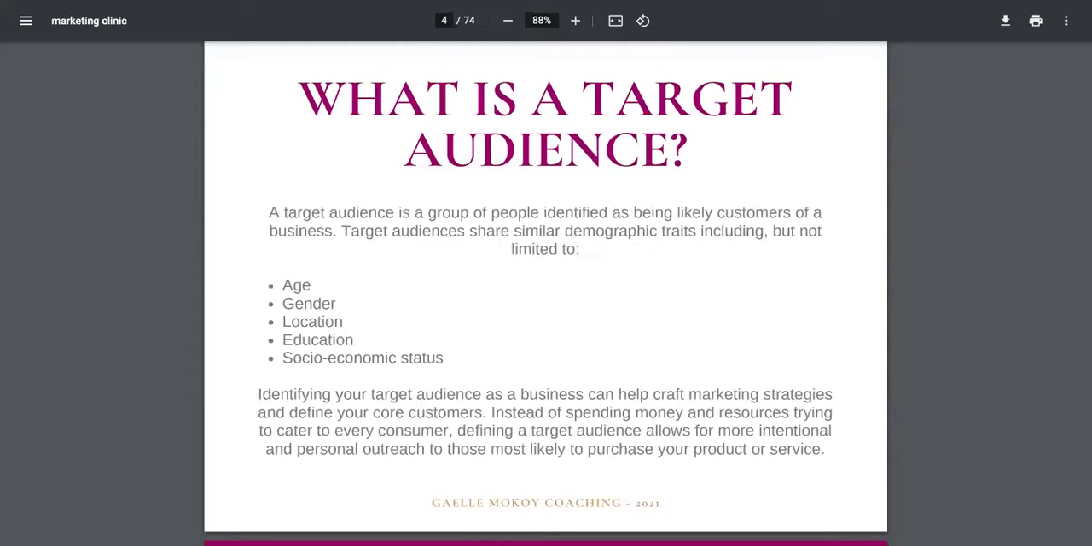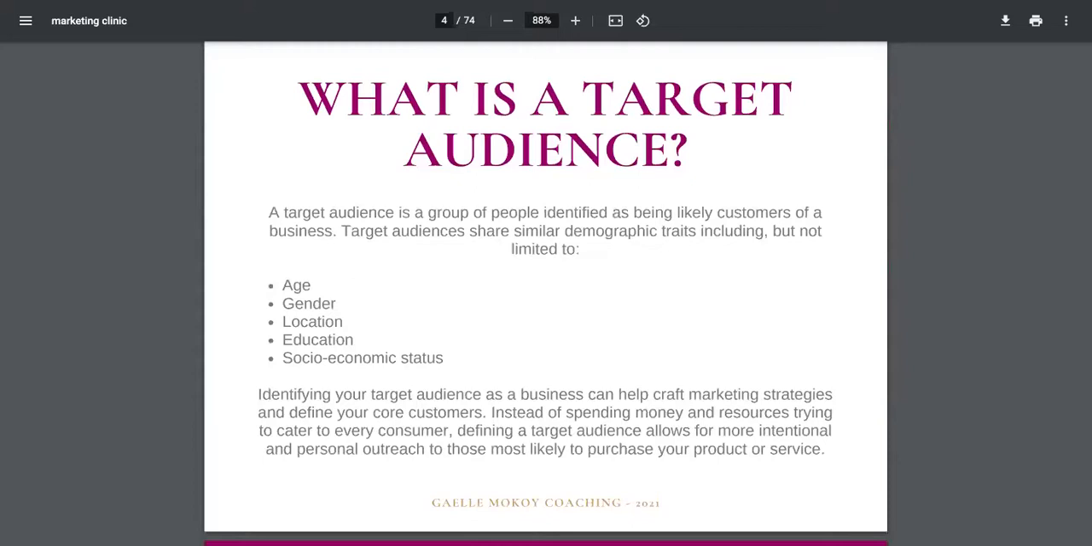That is just as important as having an ideal client, and that's where you start. Identifying your target audience as a business can help craft marketing strategies and define your core customers. Instead of spending money and resources trying to cater for every customer, defining your target audience allows for a more intentional and personal outreach to those most likely to purchase your product and services.